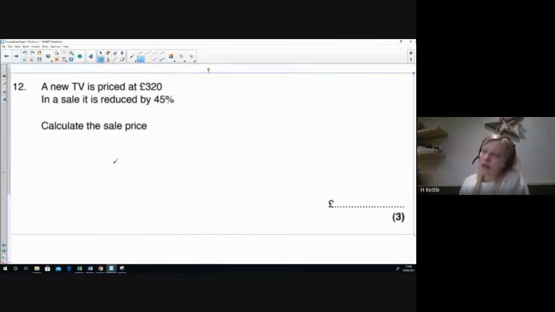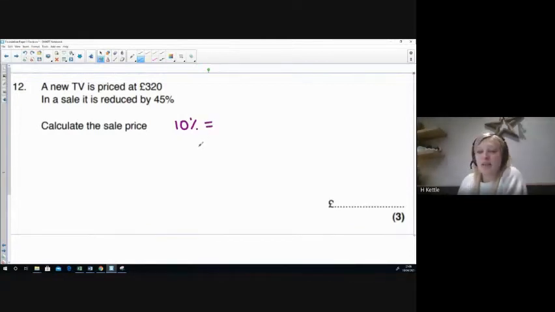A new TV is priced at £320. In a sale, it's reduced by 45%. Calculate the sale price. So we need to work out 45% and take it off. So I'm going to do that by saying 10% and then timesing it by 4. So let's first say what 10% is.